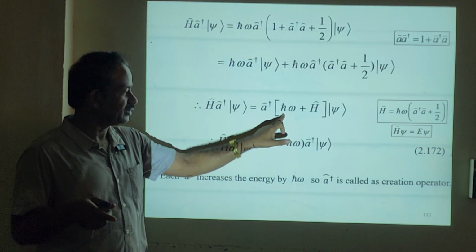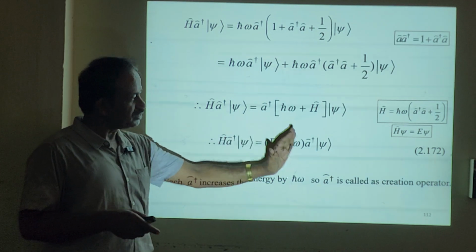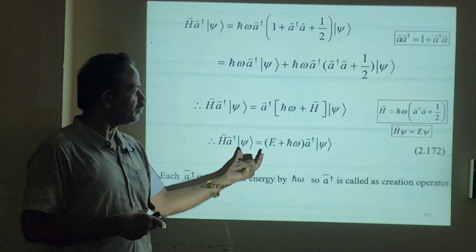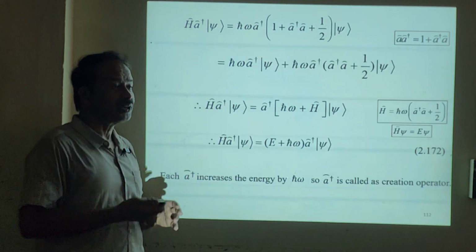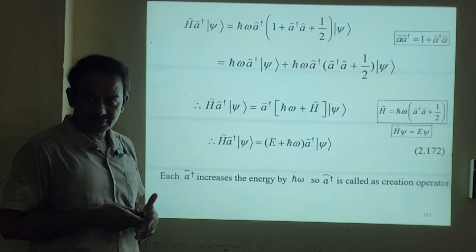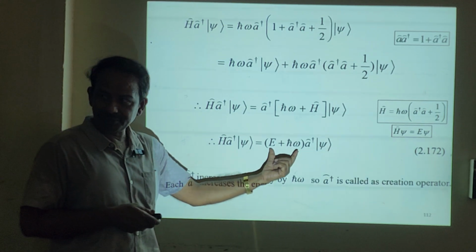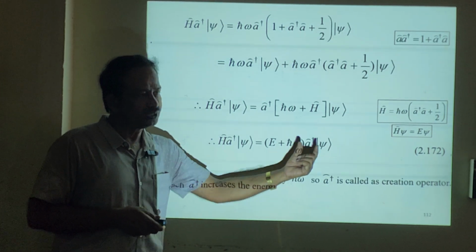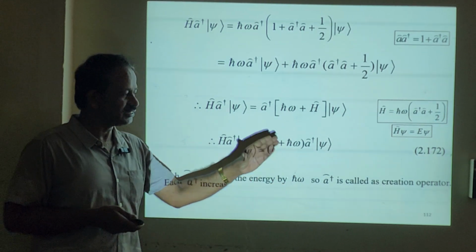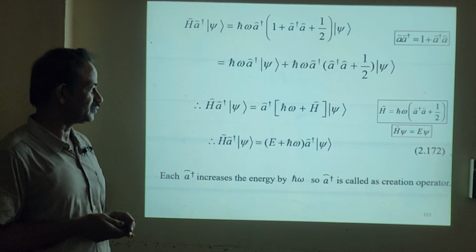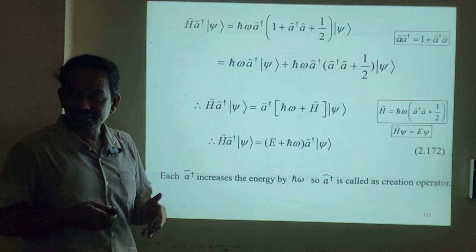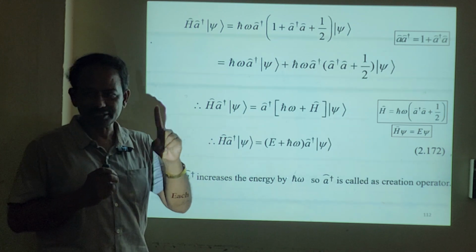H psi equal to E psi. So E plus h bar omega. Now this A dagger goes that side. So you have H operator operates on the creation operator that will give you eigenvalue E plus h bar omega with a creation ket. Is it okay? A dagger psi. So what does it mean? It raises energy by 1 h bar omega.